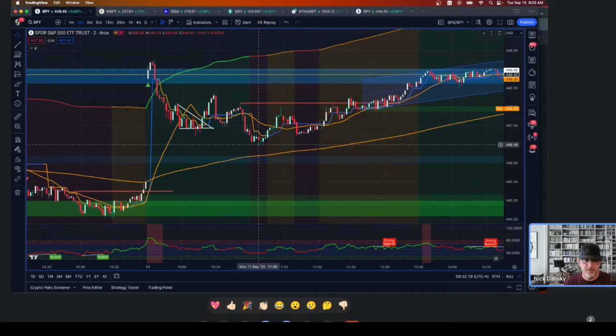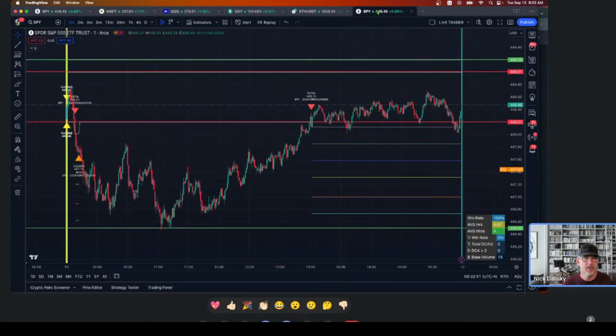We did bounce off of this a bunch of times, and then it came up, created the higher low, higher high, higher low, higher high, and so on. So that's the key thing: a lot of the new traders get stuck thinking resistance is always resistance, right? Resistance can turn support, support can turn resistance. So you always want to remember that. Those were some key levels that we were playing.